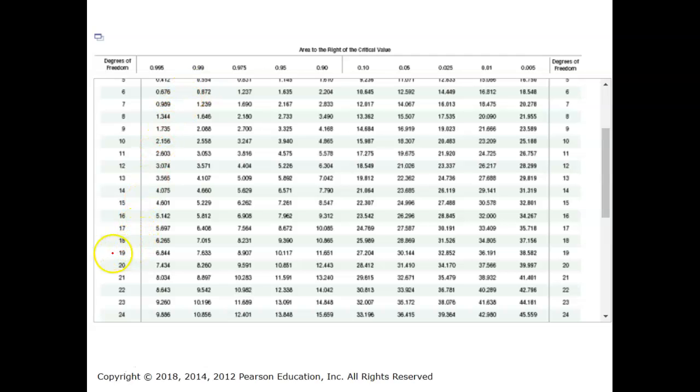Okay, so here we're going to have n minus 1, which is 19 degrees of freedom. And we said that we're going to use 0.025 for my chi-squared right. And for chi-squared left, I'm going to use 0.975. So when I come down here, I'm going to have 8.907 and 32.852 for those two values.